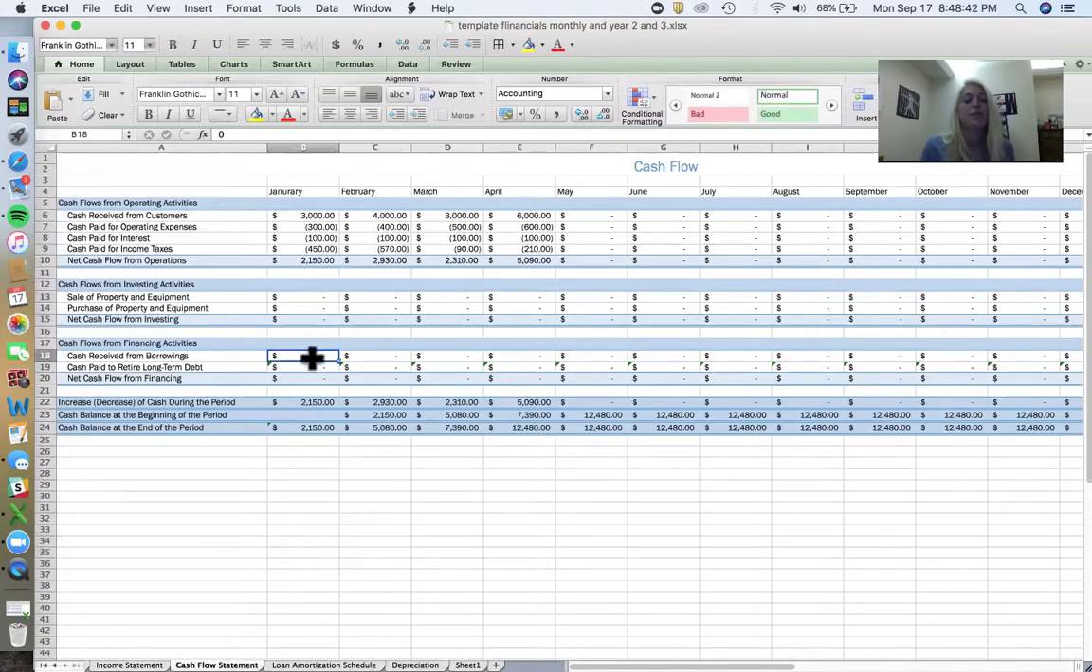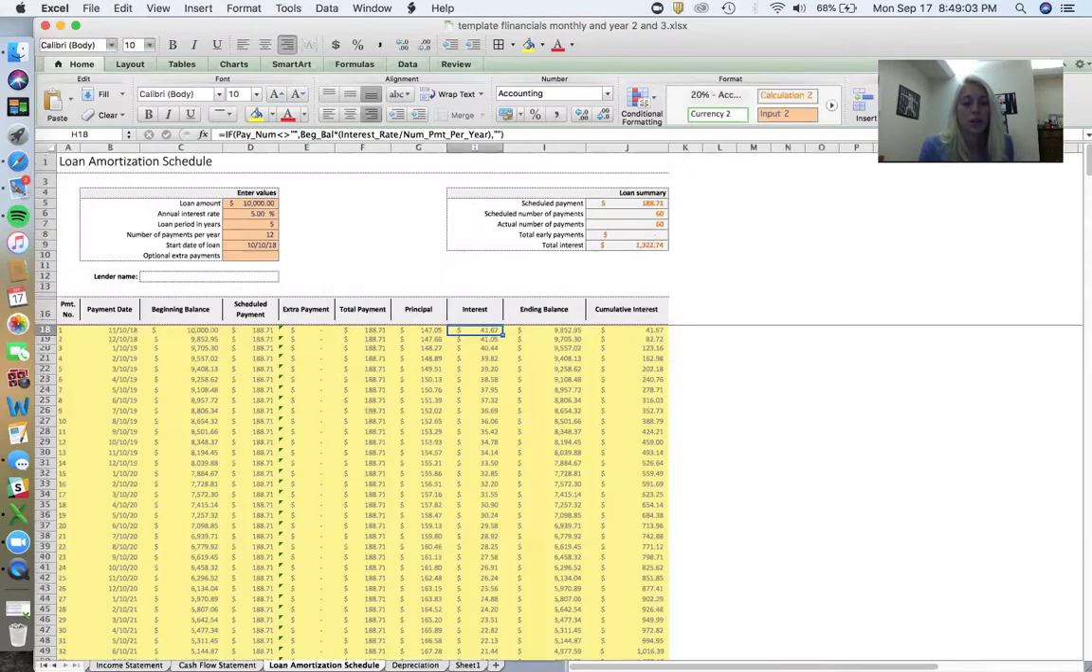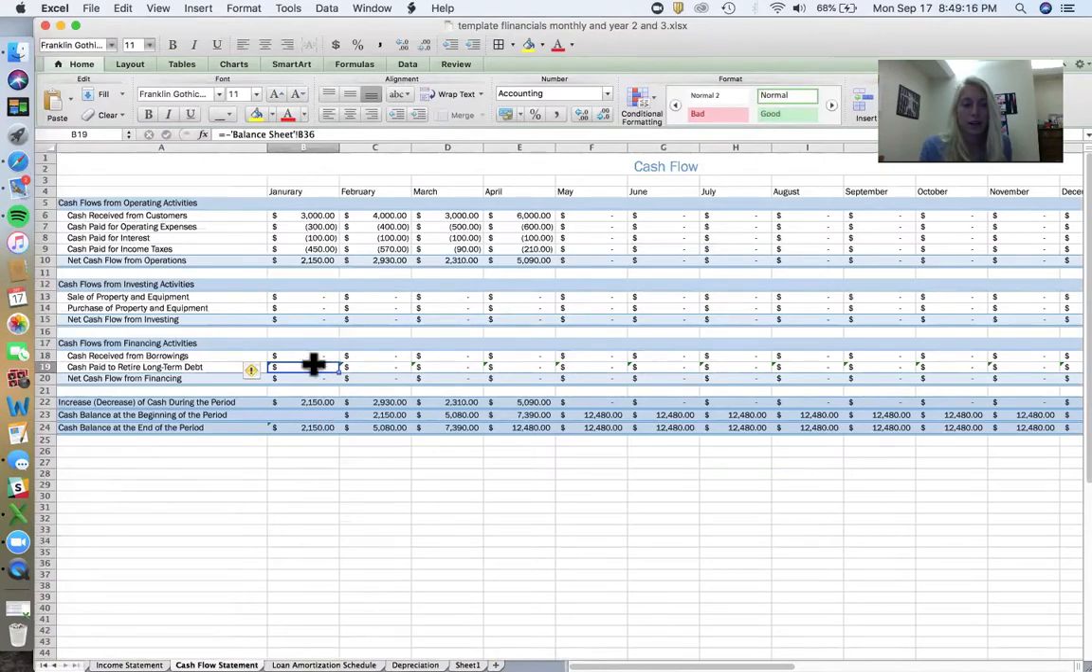Okay, borrowings. If you get a loan here to help cover startup costs, or you borrow from a family member, that's where this goes. Cash received from borrowings. Cash paid for long-term debt comes from, again, your loan amortization schedule. So that's the principal you pay each month. So for January, you're going to be paying $148.27 to pay off your long-term debt there. And then financing, again, that will just calculate itself.